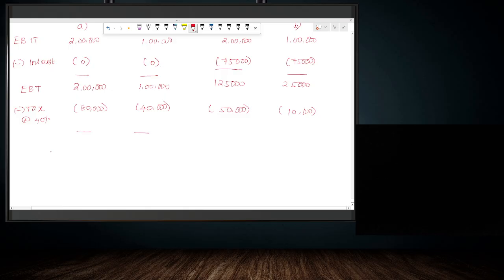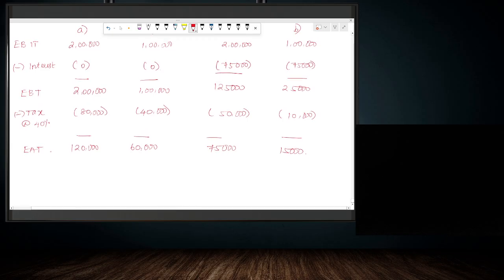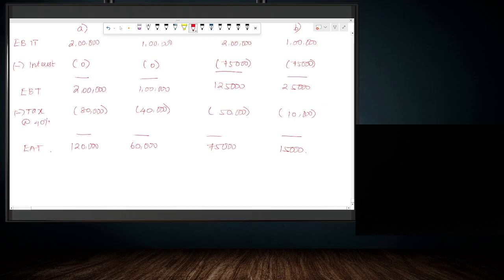Now what is the earnings after tax of the company? 1,20,000, 60,000, 75,000 and 15,000. Is this clear? Any doubt in this? Now from EAT what do we have to subtract? From EAT what do we have to subtract?